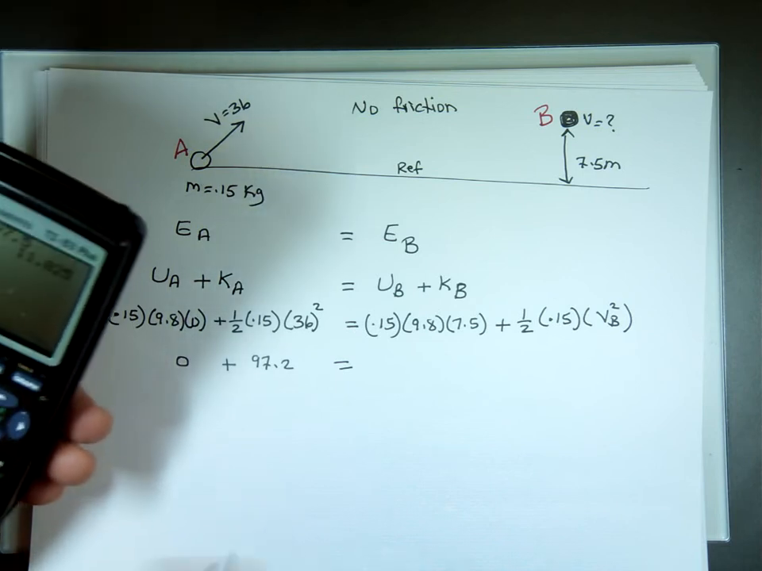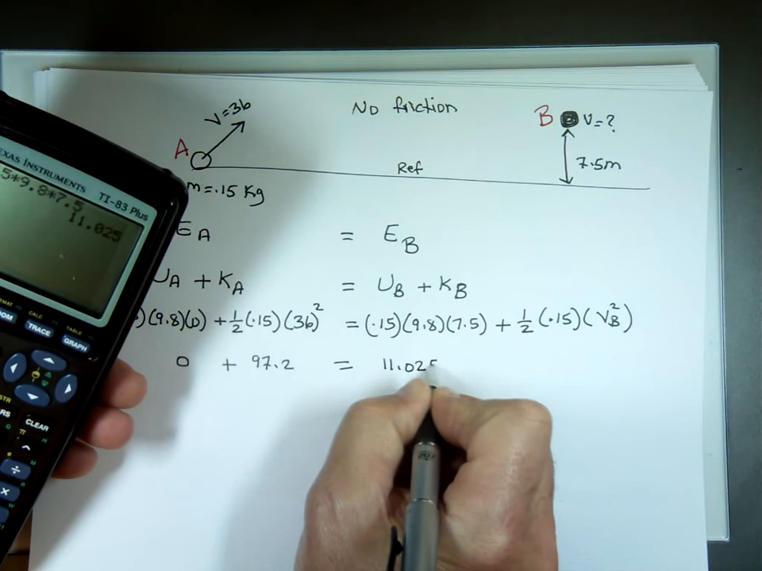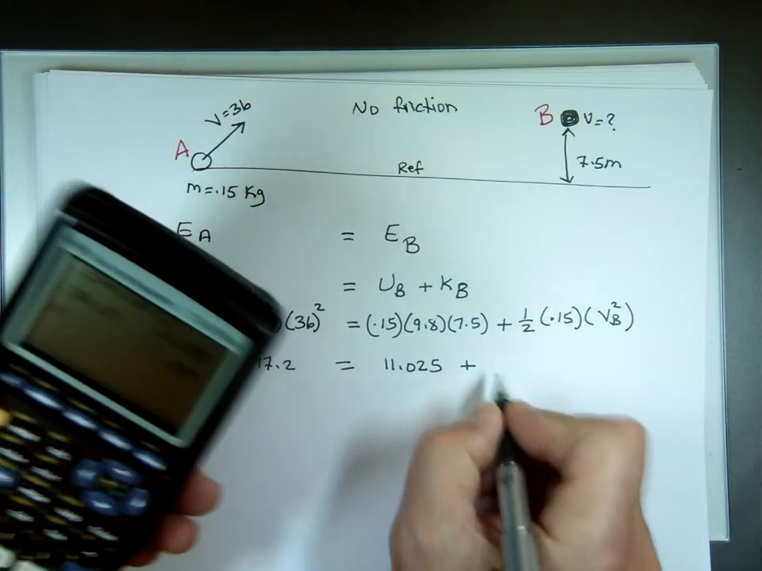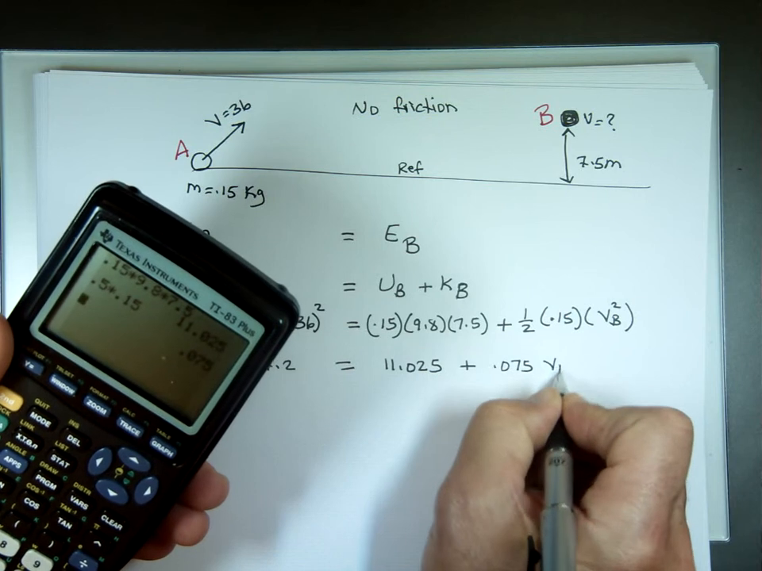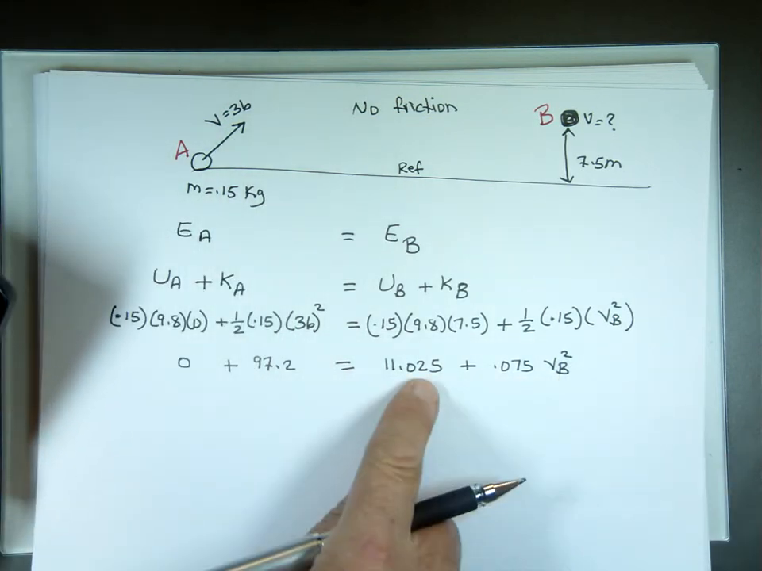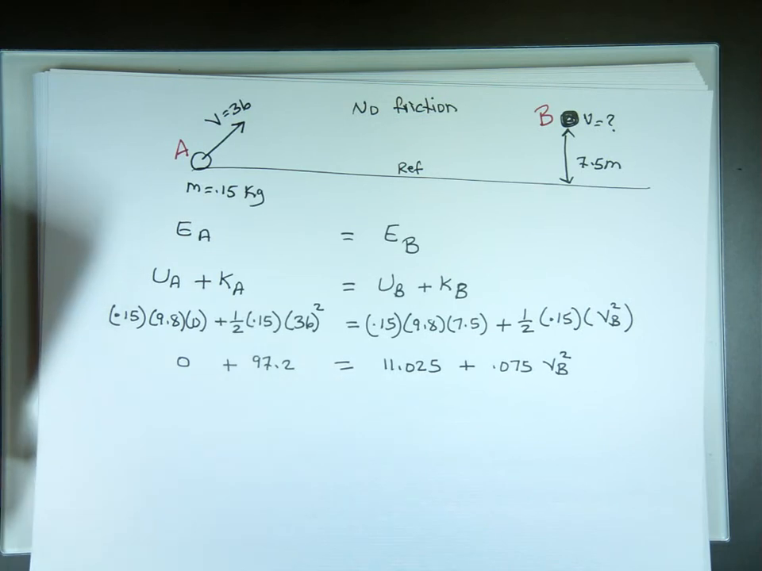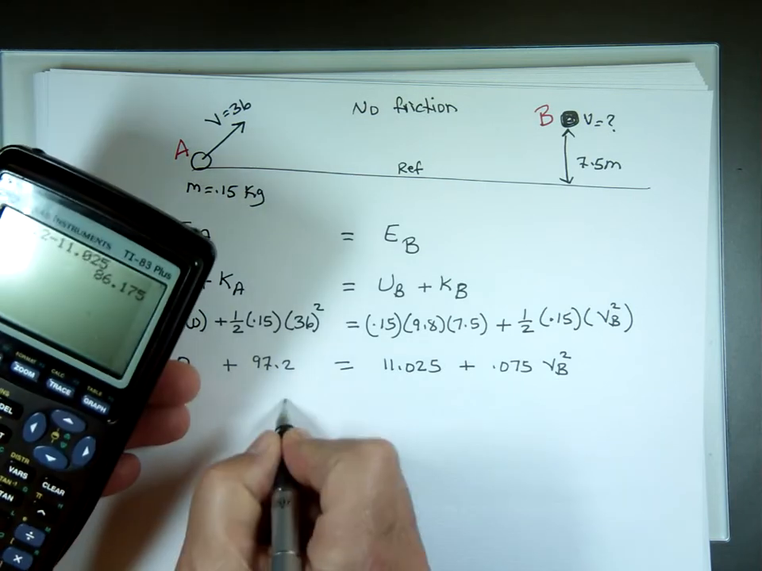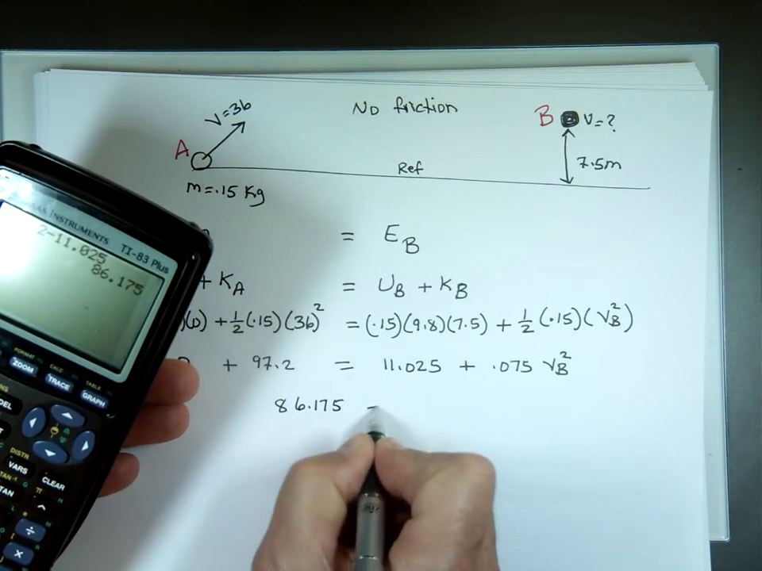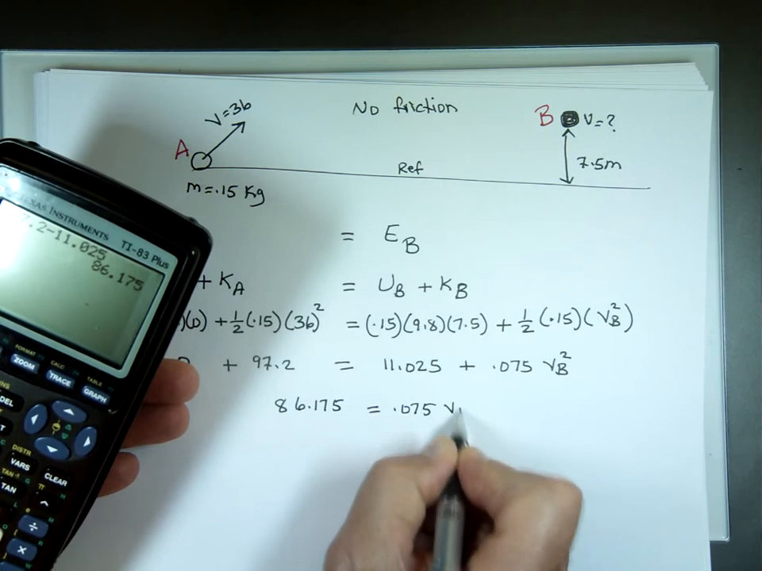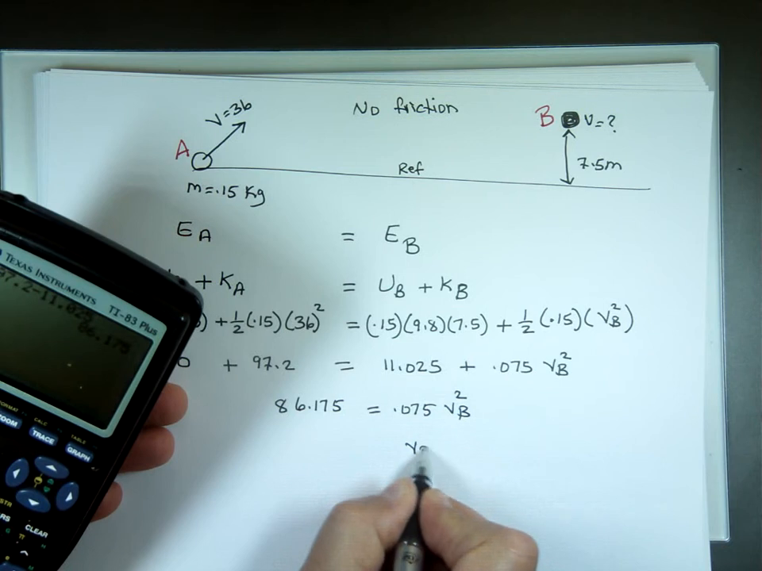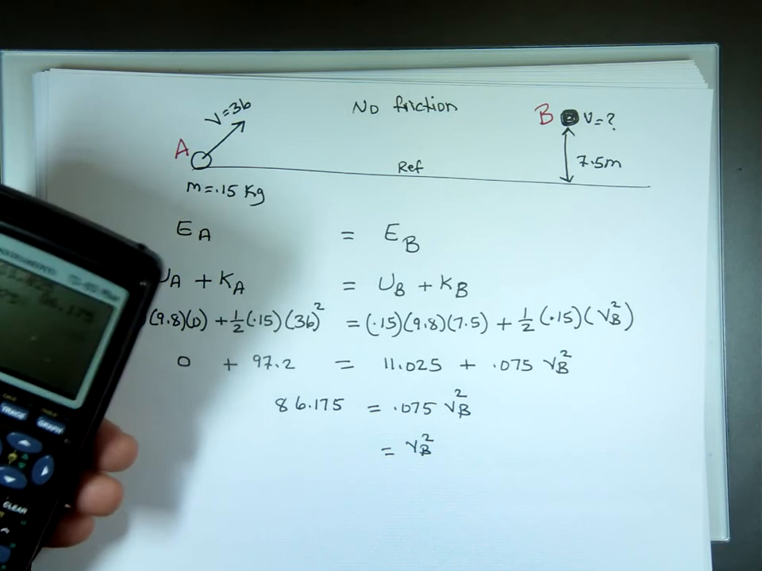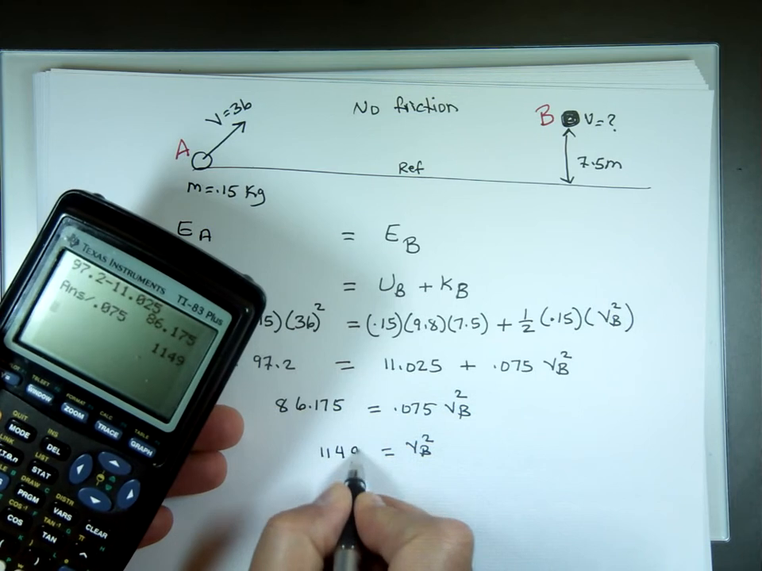This is 11.025, plus .075 times the velocity of B squared. Move this to the side and subtract it from this one. 97.2 minus 11.025 is 86.175, which equals .075 times velocity at B squared. Divide that. It's 1149.